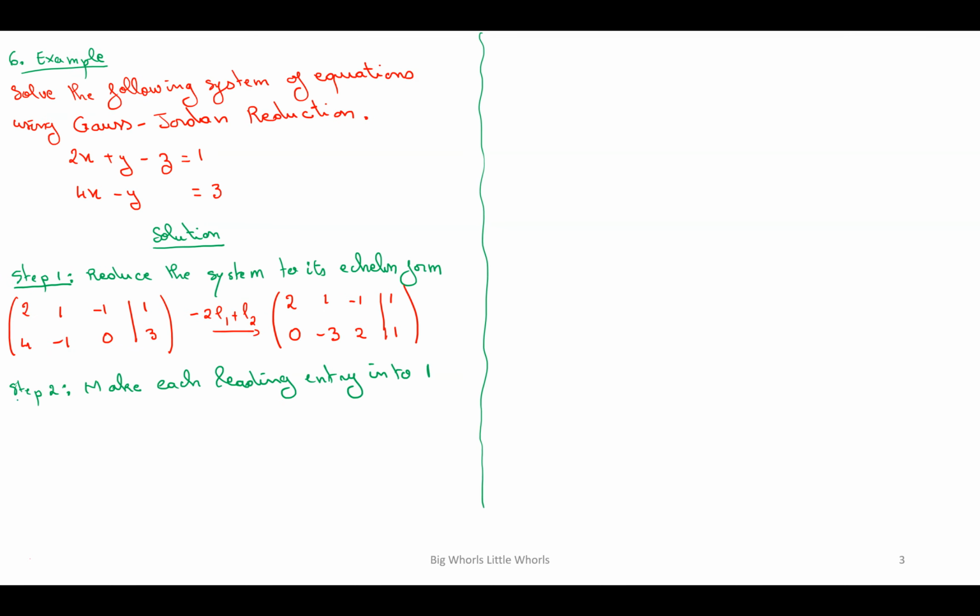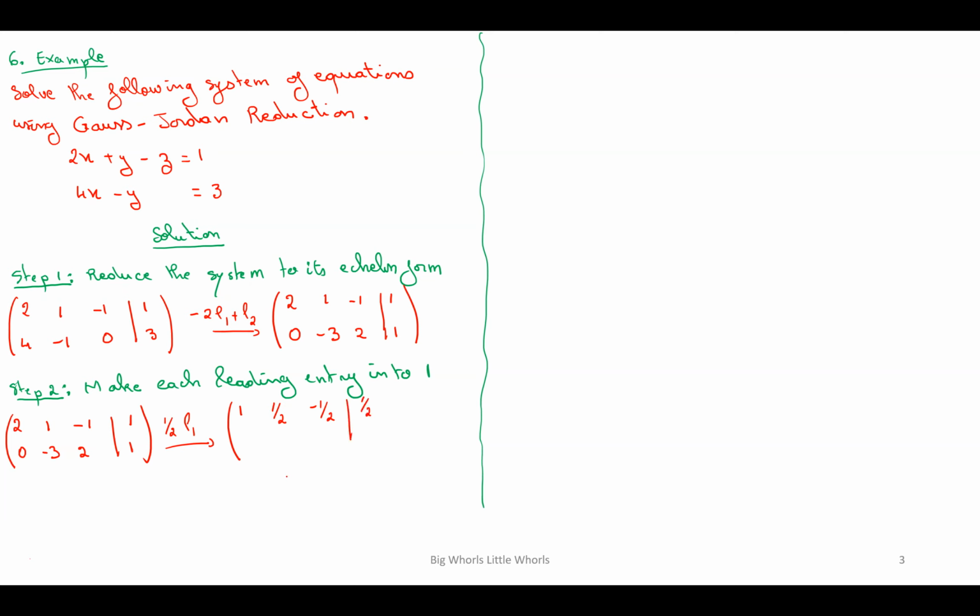Okay, so our echelon form of the matrix is 2, 1, minus 1, and 1, and here we have 0, minus 3, 2, 1. So how do we turn the leading entries into 1? When it comes to the first row, we are going to divide it by 2. So half row 1 will give us 1, a half, minus a half, and a half.